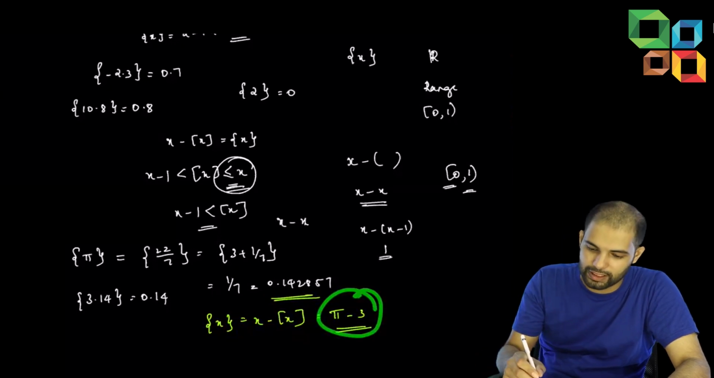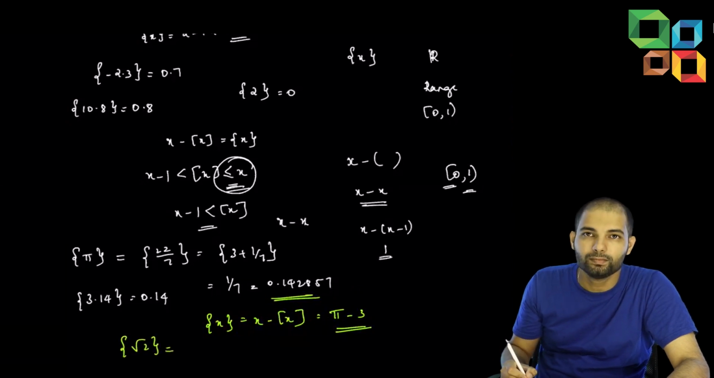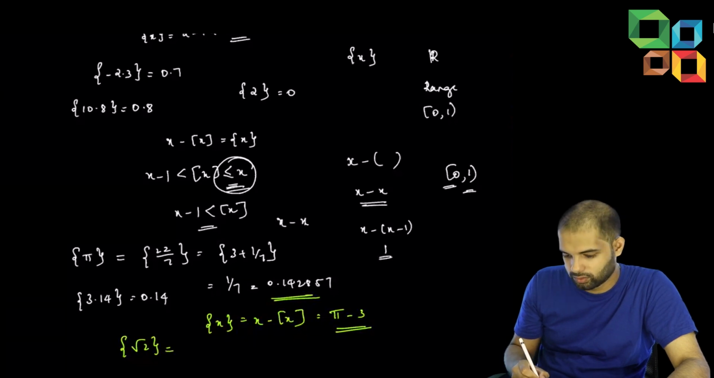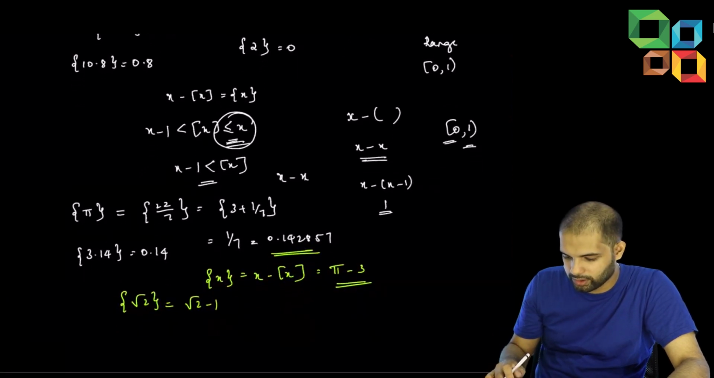Any irrational number for that matter. If I take root 2, what is the answer? Root 2 minus 1. It is x minus the integer part of that. That's all. Simple.